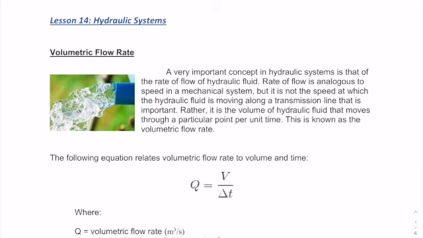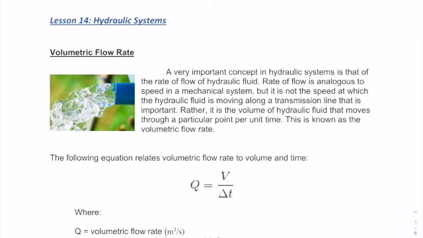Lesson 14, Hydraulic Systems. In this section, we're going to look at hydraulic systems, which are systems that contain liquids under pressure, in greater detail. We're going to start by talking about volumetric flow rate. A very important concept in hydraulic systems is that of the rate of flow of hydraulic fluid.